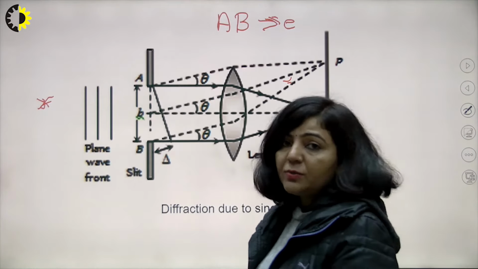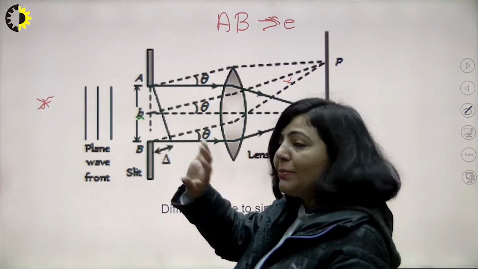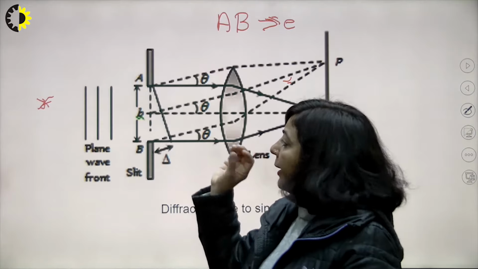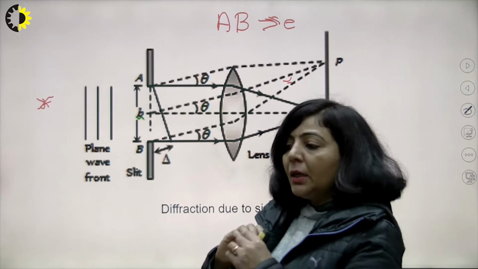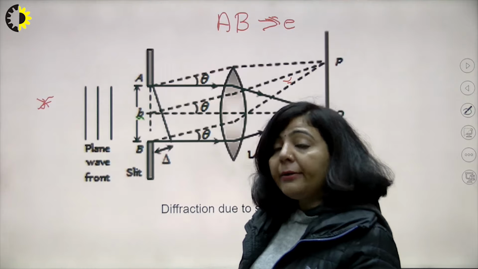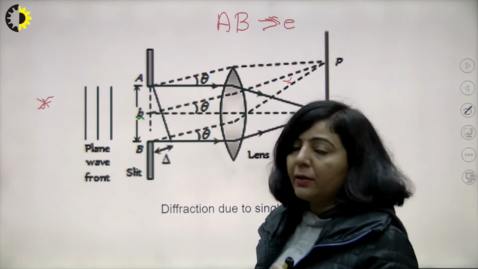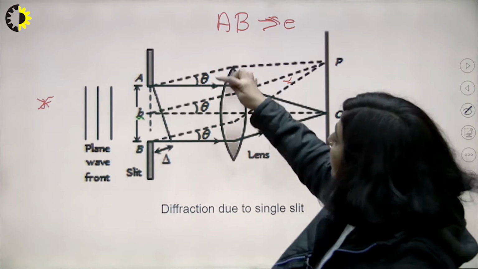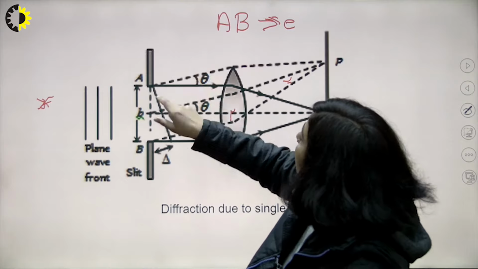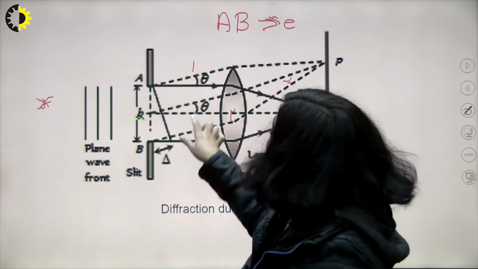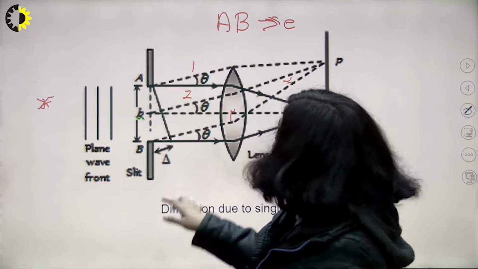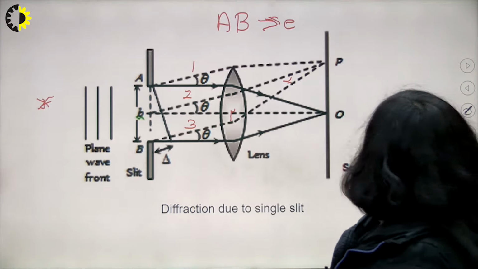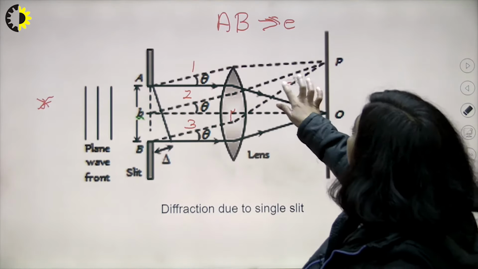Now according to Huygens wave theory, every part of the slit, if I say n parts are there, will act as a source for secondary wavefronts. So when light is incident over different parts of the slit, diffraction of light will take place and the light will get diffracted at different angles. Suppose the light rays are diffracted through an angle theta. You can see this ray number 1 is diffracted through theta, this ray number 2 is diffracted through theta, and this ray number 3 is diffracted through theta. All such light rays which are diffracted through the same angle will converge at the same point.